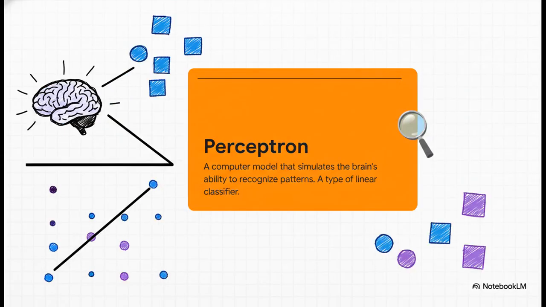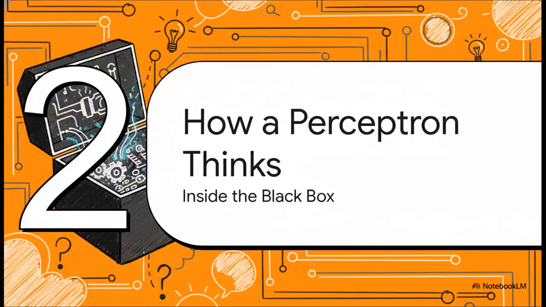Okay, so for the more formal definition, you could say a perceptron is a linear classifier, a computer model made to mimic how a brain might recognize patterns. But honestly, just keep line drawer in your head. That's the key idea. So how does this line drawer actually think? How does it decide where to draw that line? Let's pop the hood and take a look inside.